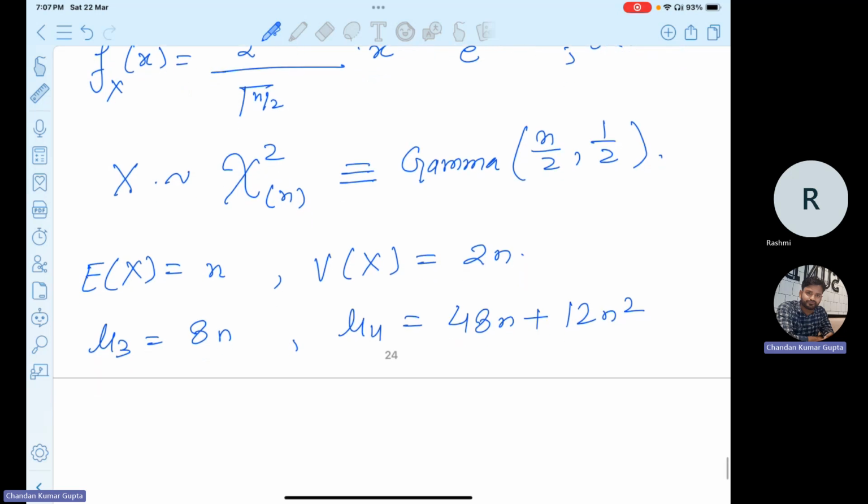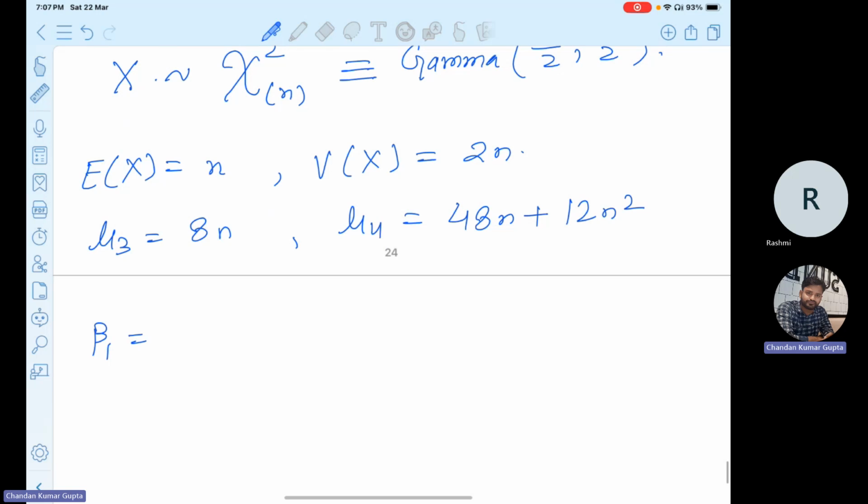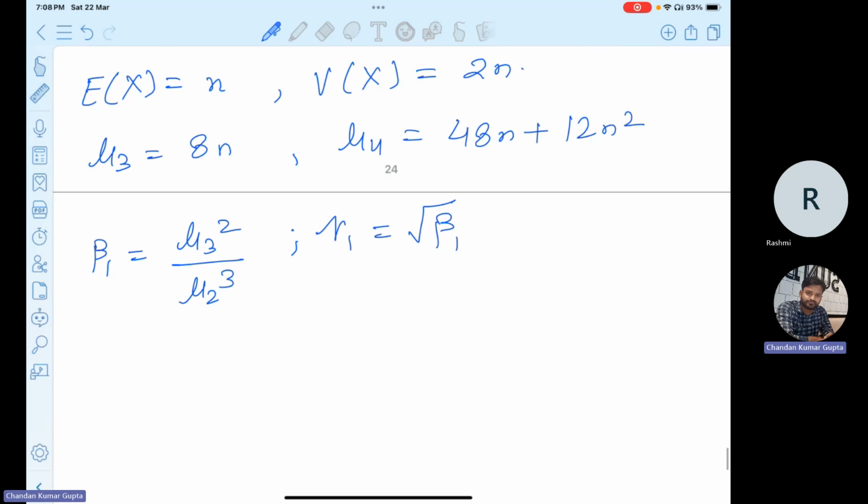With the help of the first, second, third, and fourth order moments, we are able to evaluate the measures of skewness and kurtosis. Beta 1 is mu3 square upon mu2 cube, and gamma 1 is the square root of beta 1. If we calculate beta 1, it will be 8 by n, and the corresponding gamma 1 will be the square root of 8 by n, obviously.